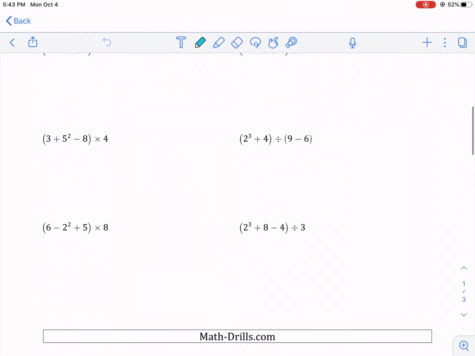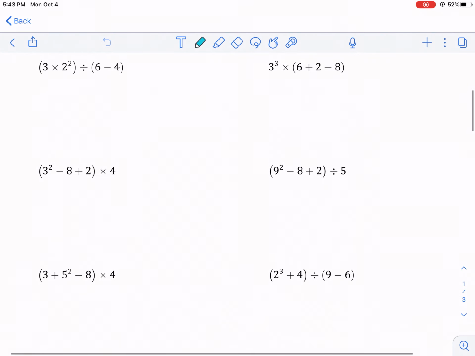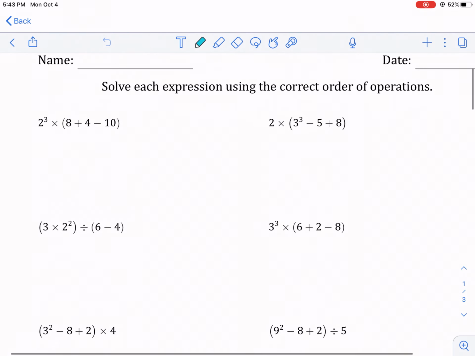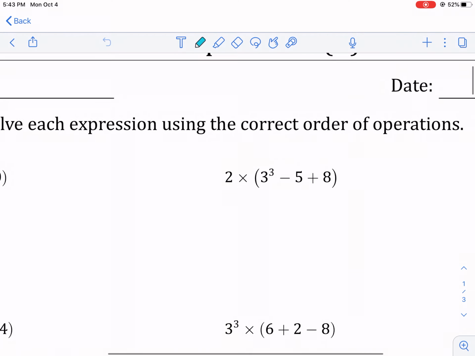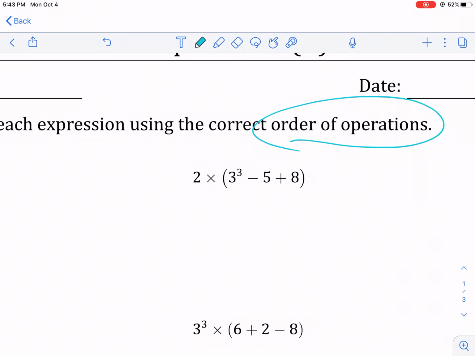Today we're doing a middle school math tutorial on order of operations. This is specifically from a website called Math Drills. I like using these worksheets in class. They're just great basics. But let's go ahead and break down these basics of order of operations, okay?